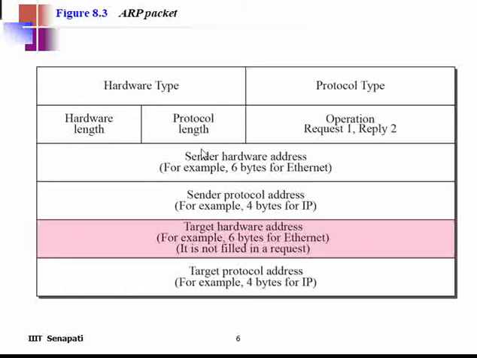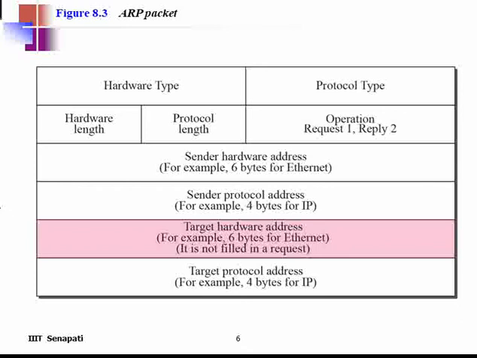The other thing is protocol length. Protocol length will also be in bytes. So it means the length of the logical address that you are using. If it is IP version 4, it is 4 bytes. For IP version 6, it will be different. You know? So it has been prepared accordingly. So for protocol length, you keep the length of your logical address.